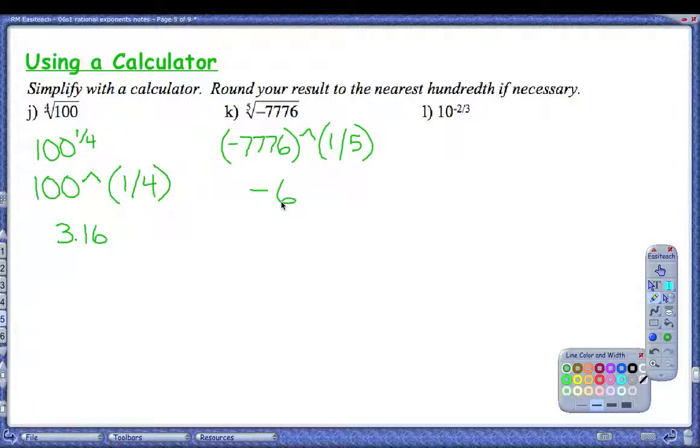And the last one should be about 0.22. You don't need to do anything special with it being negative, just type it right in. Just be sure that you used a negative sign here and not a minus sign, or you will get an error message.